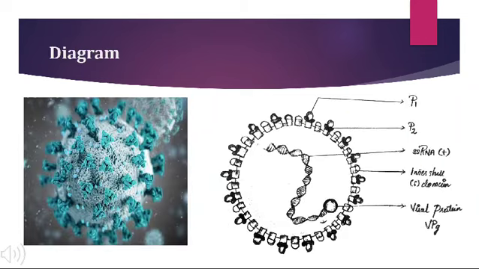In the diagram, we can see the parts of the virus. The capsid contains P1, P2 domain, and the genome ssRNA is linear in nature. The inner shell S domain and the viral protein VPg are contained.